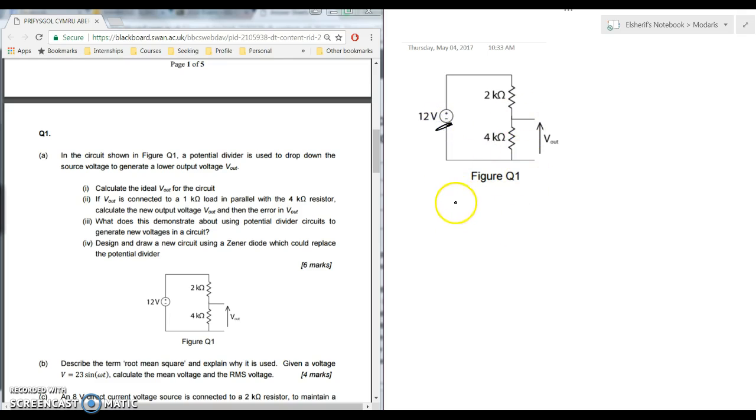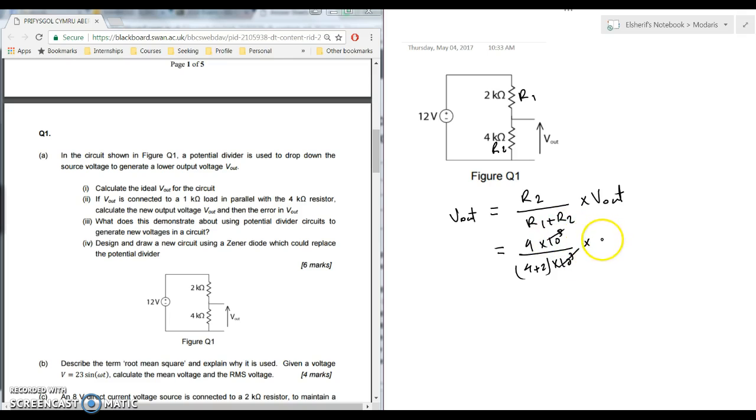It's a simple application of the potential divider formula. Since Vout is across the 4K ohm resistor, let's say this is R2 and this is R1, so it's R2 over R1 plus R2, times Vin. In that case it's 4 times 10 to the power 3 over 4 plus 2 times 10 to the power 3, times Vin, which is 12 volts.